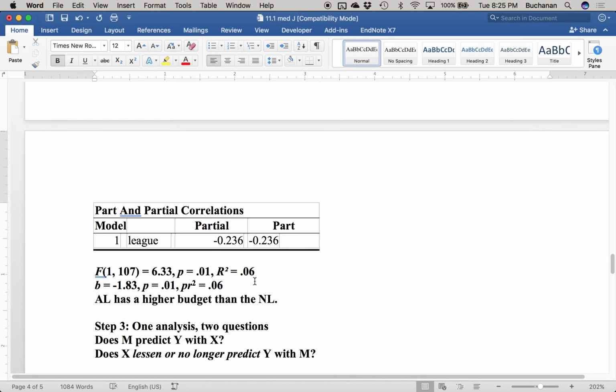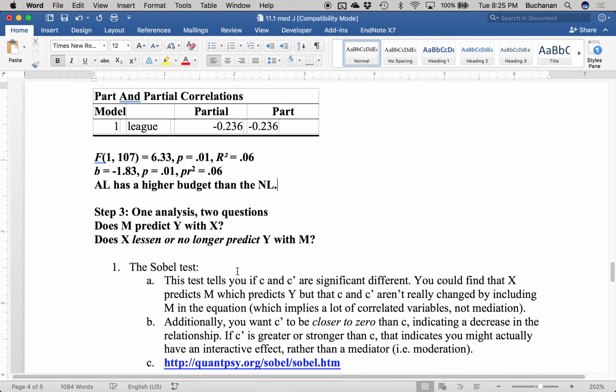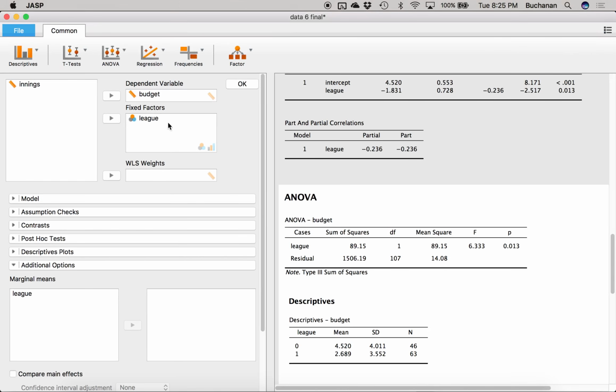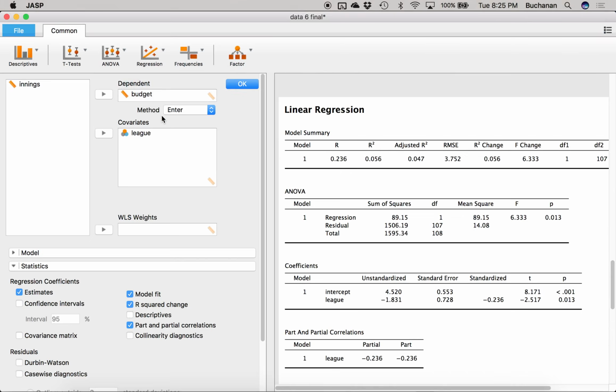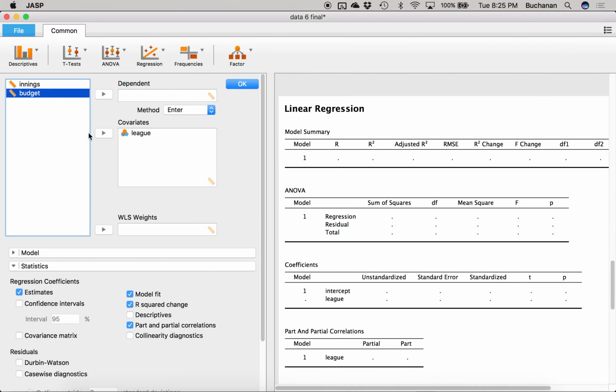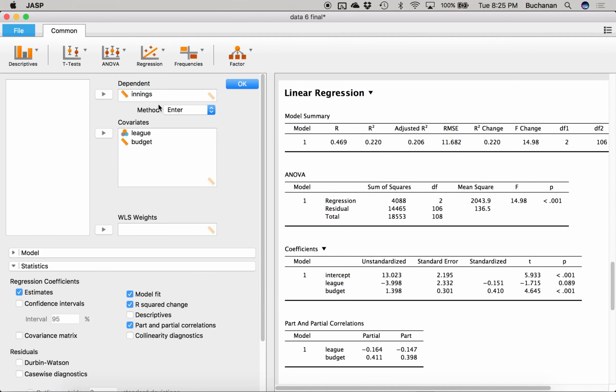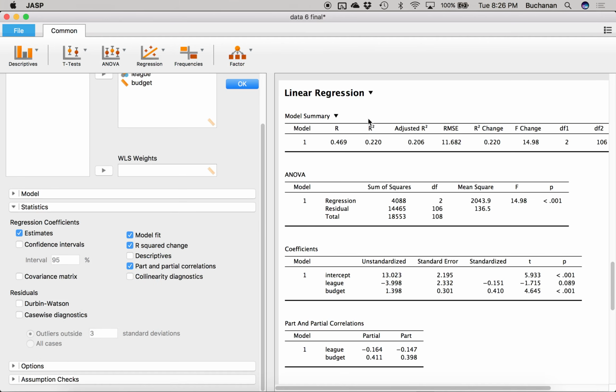Now let's work on B and C prime. It is one regression with two questions. The first question: does M predict Y with X in the equation? That is the B path. And then, as long as that's significant, does X lessen or no longer predict Y with M in the equation? That's C prime. So one more regression; you have to do 3 of them. I'm going to switch out my M variable and move it over to being a predictor, and make innings my dependent variable again.